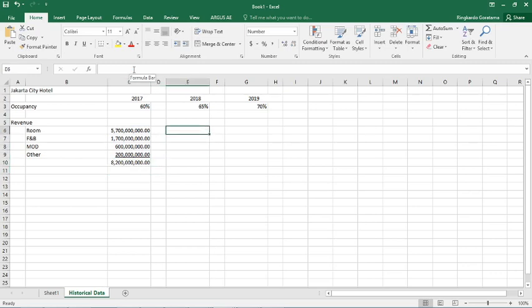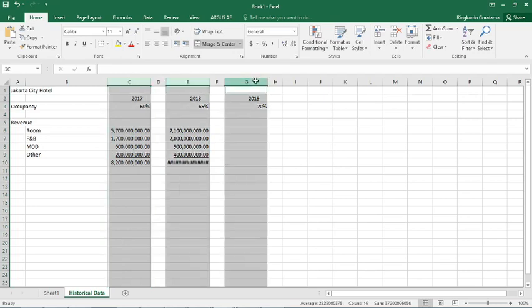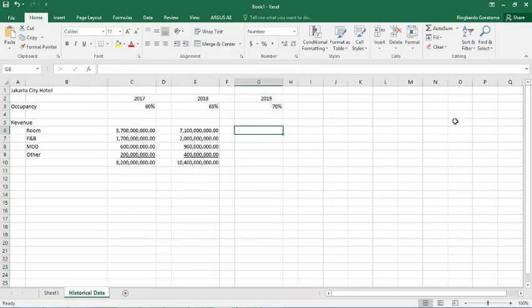The same with 2018. We put the revenue from F&B, and the total is, I think I need to make it wider. Okay, and 2019. So the revenue is increasing, and we get the total revenue.